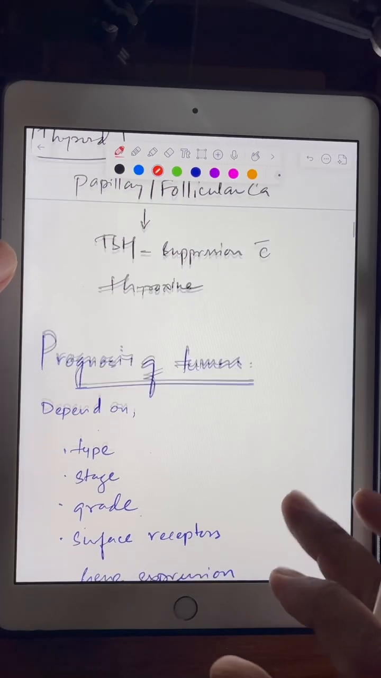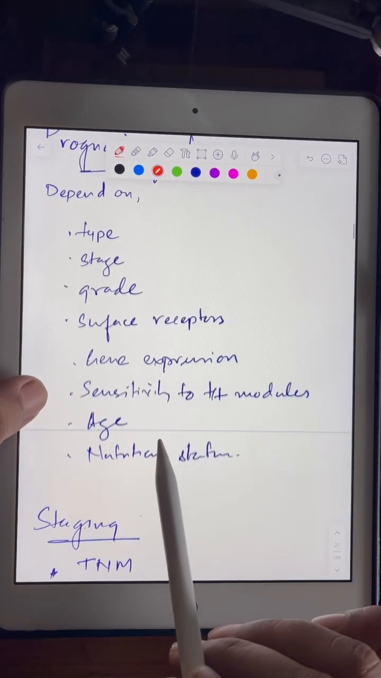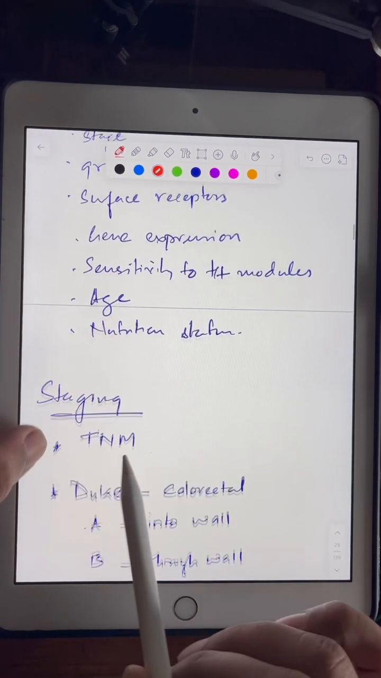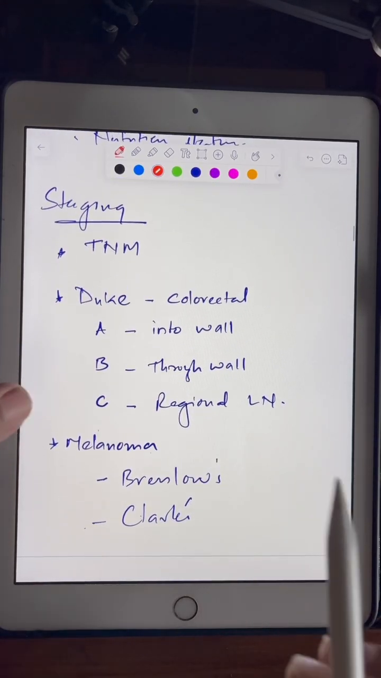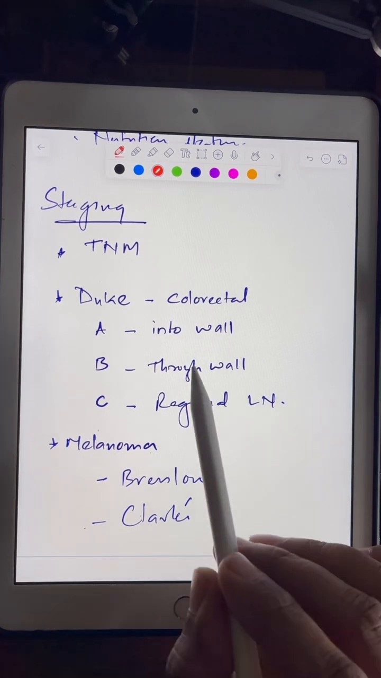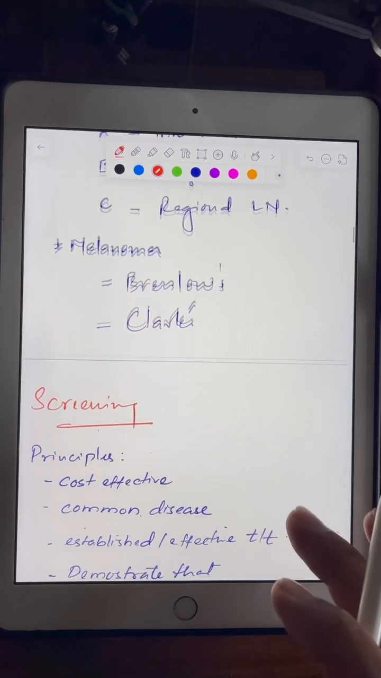Prognosis of the tumor depends upon the type, stage, grade, surface receptors, gene expression, sensitivity to treatment modalities, age, nutrition. Staging of the tumor: TNM staging is done for colorectal malignancies, ABC, stage A, B, into the wall, through the wall, regional lymph nodes. Melanoma, Breslow's and Clark's method.